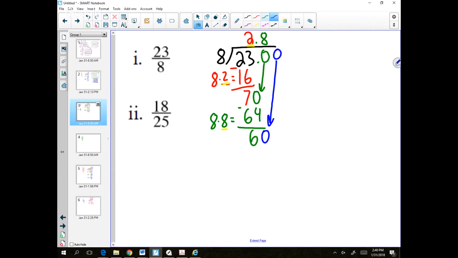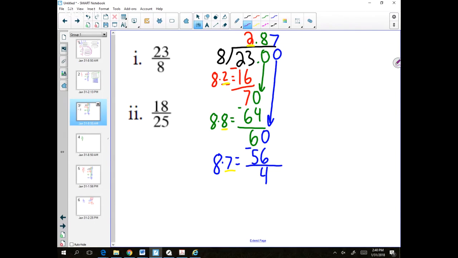So again, steps repeat. 8 goes into 60. How many times? 7. Thank you. 8 groups of 7 is 56. Okay. So again, I subtract those, and what do I get? I get what? I get 4. Okay. Last step. I'm still not done yet. Almost done, but not quite. I still have a leftover.